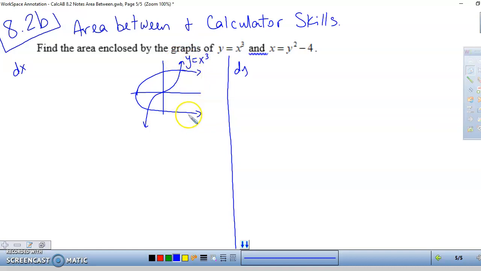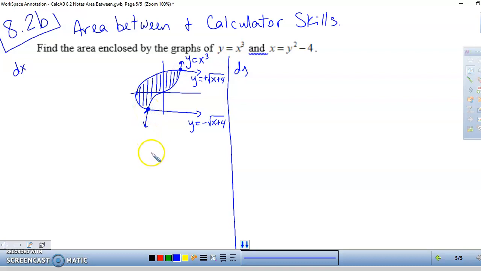And then these two guys, I would have to split up into two functions. So I would add 4 and then take the square root, but you do have to do plus or minus. So this obviously top part would be the positive square root of x plus 4. And then the bottom part would be the negative square root of x plus 4. And we're going to do the area between those two curves. So what we're looking at is this area, because we have an intersection here and we have an intersection here.